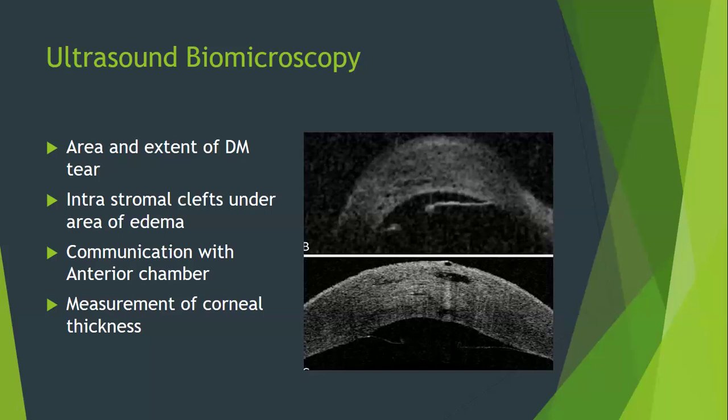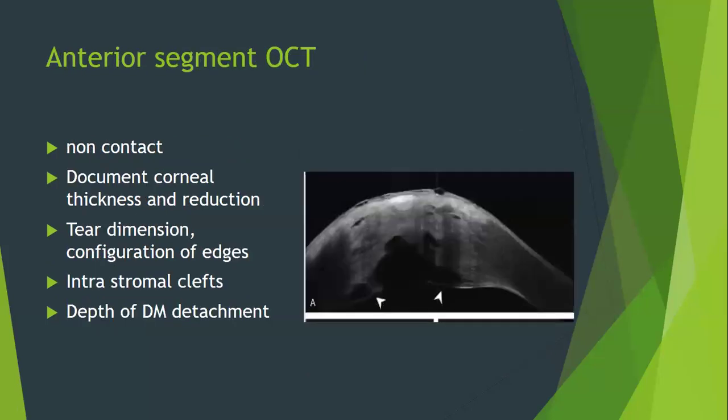Almost everyone has these things. But if you have anterior segment OCT, nothing like that. This gives you one advantage: it is non-contact. You don't have to touch the eye. It will document corneal thickness and reduction, but it will exactly tell you tear dimension, configuration of the edges, intrastromal clefts, and even depth of Descemet's membrane detachment. Look here, Descemet's membrane is falling down. So you can plan your treatment accordingly. So if you have technology, do use that.